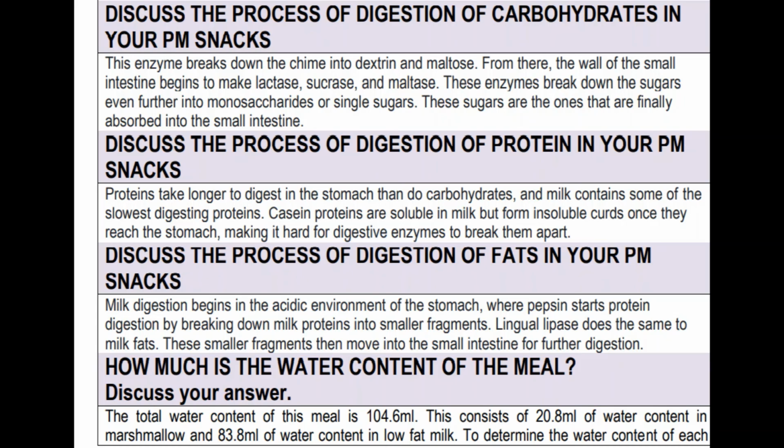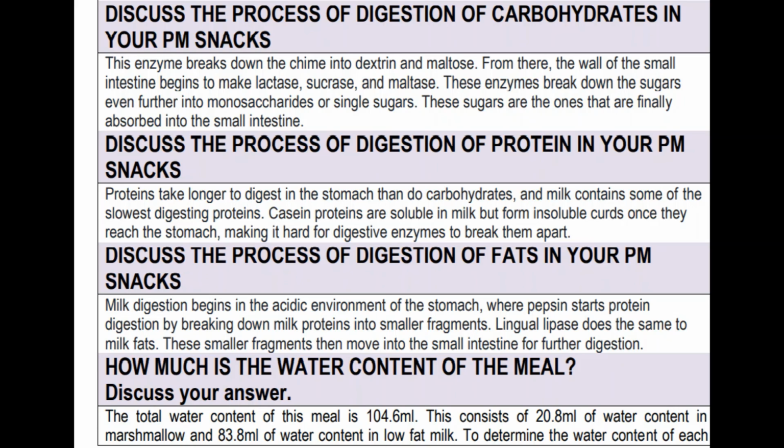So this enzyme breaks down the chyme into dextrin and maltose. From there, the wall of the small intestine begins to make lactase, sucrase, and maltase. So these enzymes break down the sugars even further into monosaccharides or single sugars. So these sugars are the ones that are finally absorbed into the small intestine. So the process of digestion of protein in our snacks.